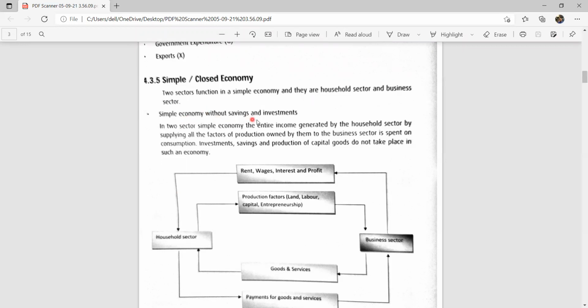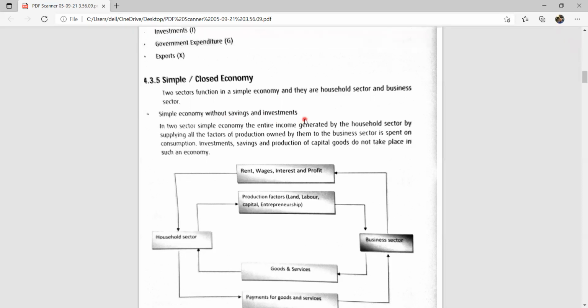A simple economy without saving and investment. So this is sort of an assumption. We consider a simple economy, and our assumption, of course, is that there is no saving or investment. Once we earn income, it is completely spent on purchasing goods. Then it circulates. Therefore, total production equals income as well as expenses.